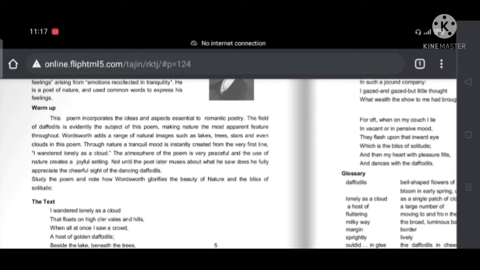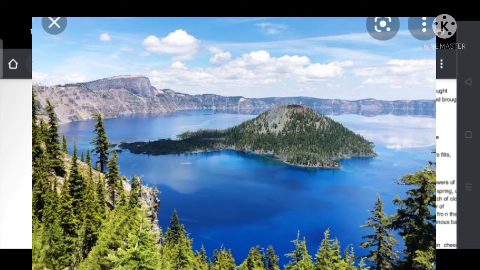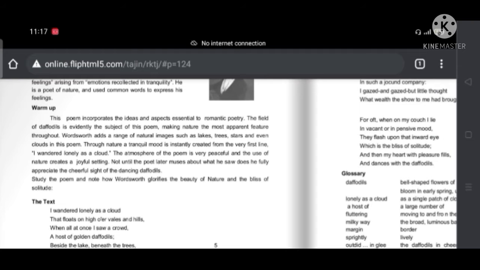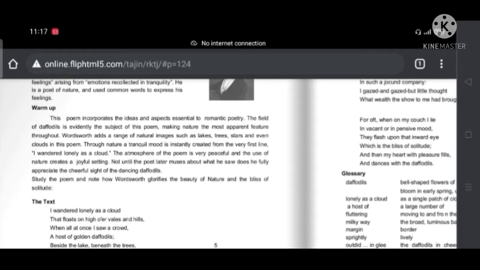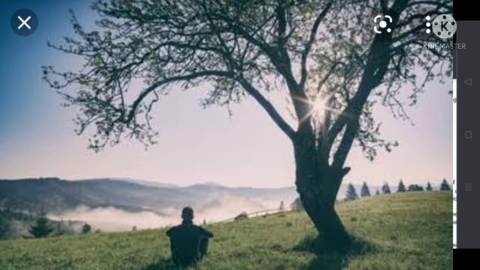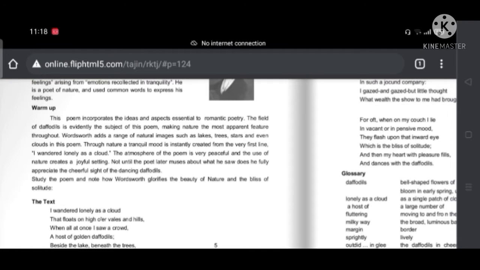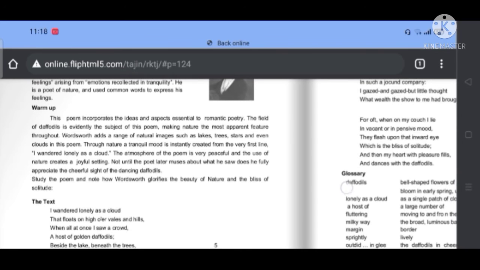He is wandering around like a cloud, viewing all these beautiful sceneries. He visits a lake, he visits a beautiful pond, he visits a land of daffodils. How beautiful it looks, how he is elaborating this poem. He is just sitting silently, and then he is recollecting all those beautiful moments in his life. This is what is being expressed in this particular poem. So let's just move on to the text.